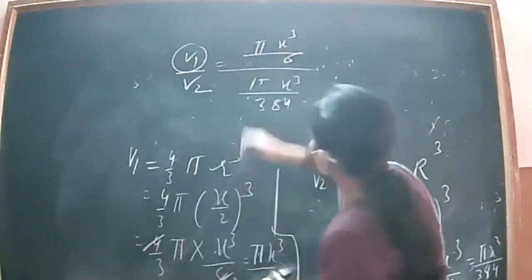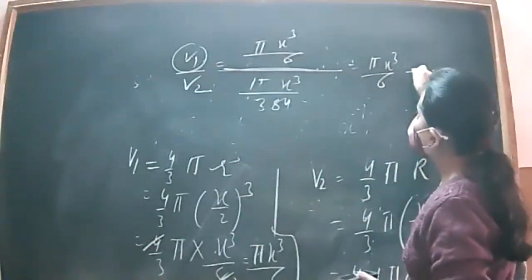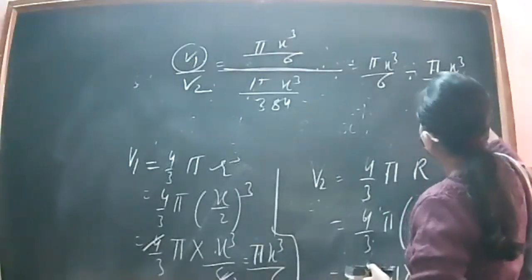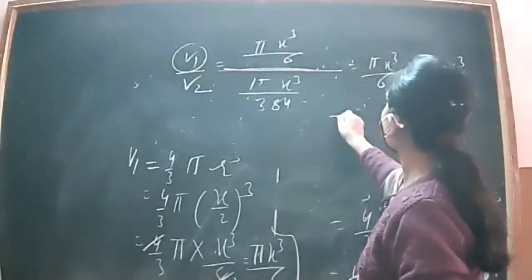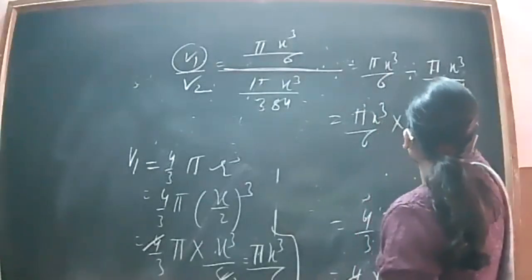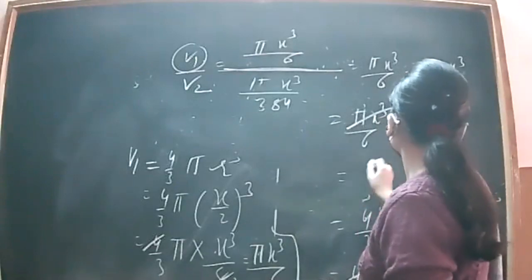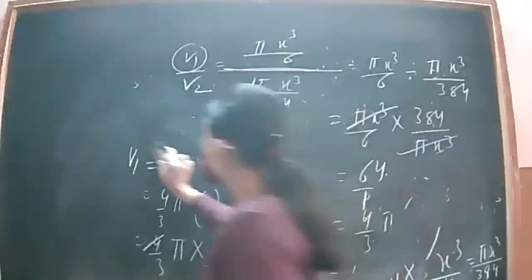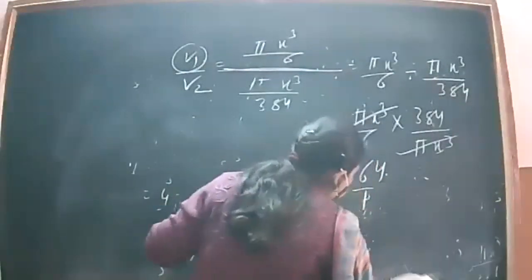So this is the division sign: pi x cube over 6 divided by pi x cube over 384. So divide changes into multiplication. This will be pi x cube over 6 multiplied by 384 over pi x cube. So this gets cancelled, and we get 64 over 1. When we divide the volume of the earth by the volume of the moon, we get 64 over 1.